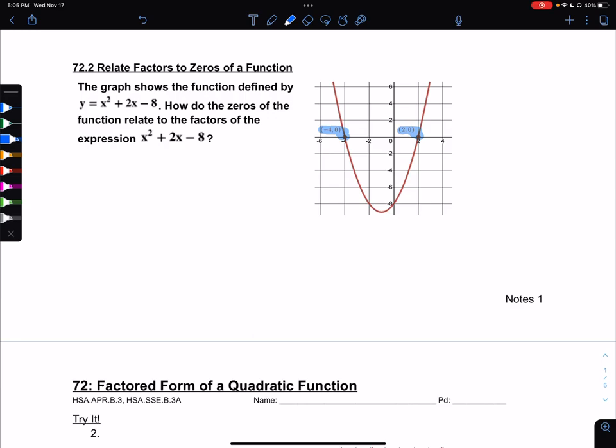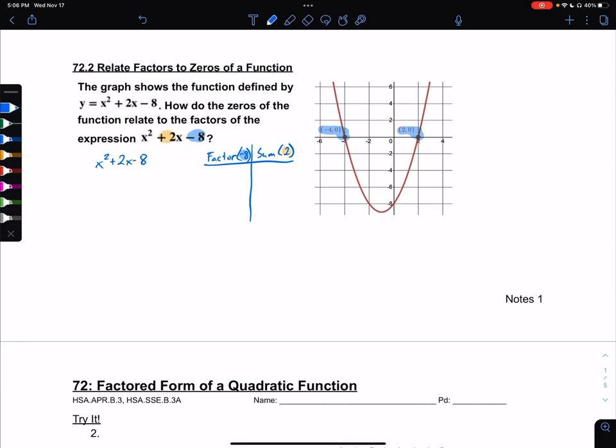How do the zeros, which are the negative 4, 0 and 2, 0, of the function relate to the factors of the expression x squared plus 2x minus 8? All right, so when they're asking for the factors, what we want to do is that factor sum chart from the previous video. So we want factors of negative 8 that have a sum of a positive 2.